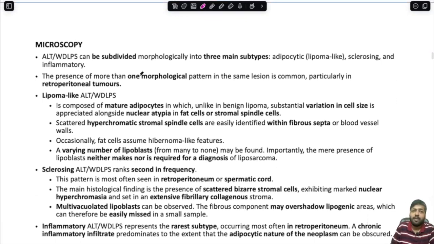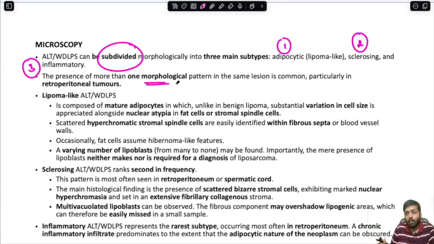Coming to the microscopy, ALT/WDLPS can be subdivided morphologically into three types: the lipoma-like subtype, the sclerosing variety, and the inflammatory variety. The presence of more than one morphological pattern in the same lesion is very common and particularly seen in retroperitoneal tumors. So, let us see the histology of each one of them.